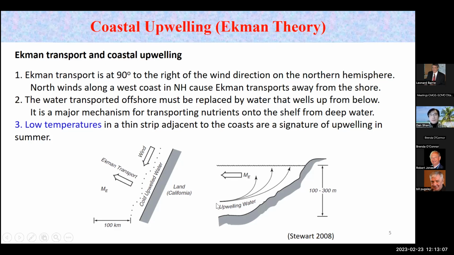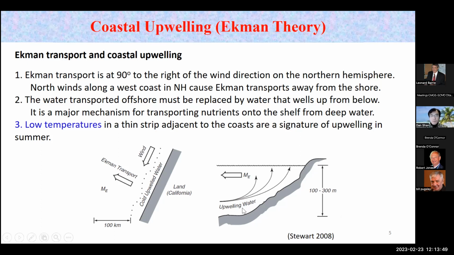But the water transported offshore must be replaced by water that wells up. If you look at a sectional view, this arrow represents Ekman transport, and then deep water moves up to replace the surface water. Typically the deeper water has a lower temperature, and this results in a thin strip of low temperature adjacent to the coast. This would be a signature of upwelling in the summer. Offshore the water is warmer, near shore the water is colder. So we could use that as a proxy to identify the ongoing upwelling events along the coast.